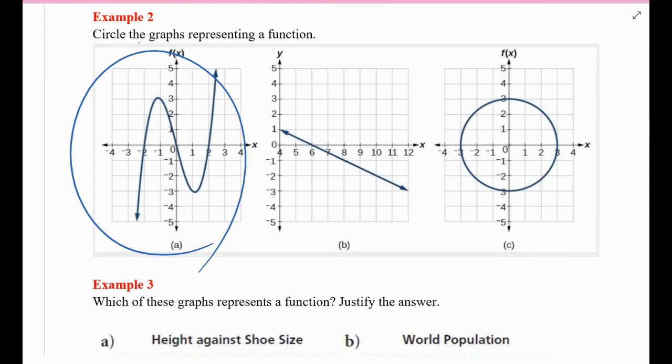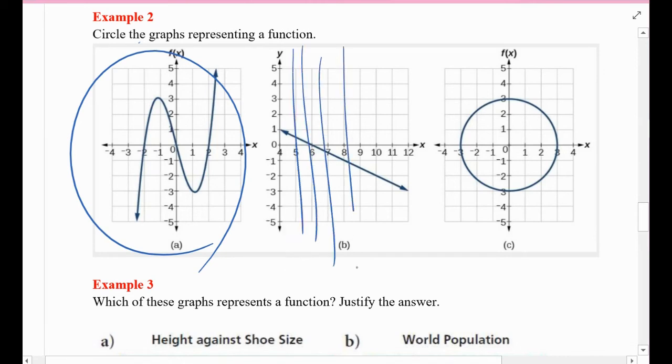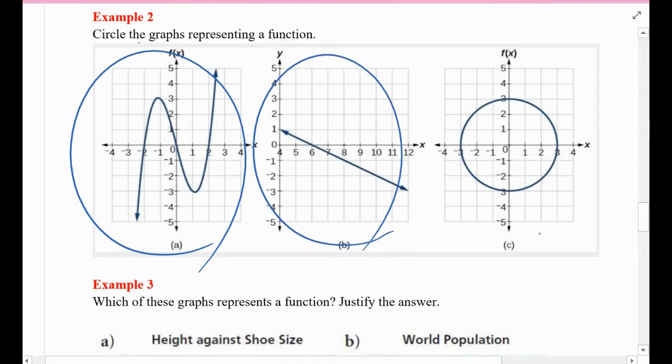Next, is this a function, everyone? Let's do VLT, vertical line test. If you draw a random line, if you draw vertical lines, they pass through the graph only once. Therefore, it's a function. Circle. What about this one?